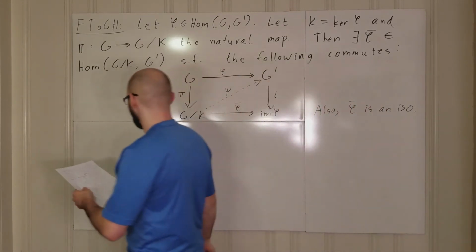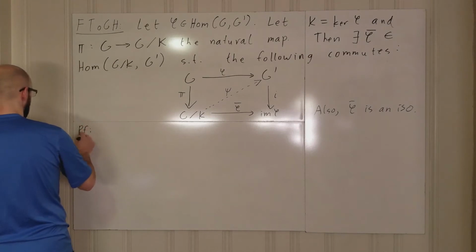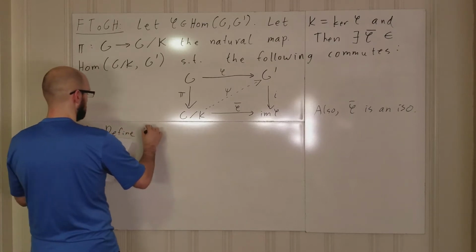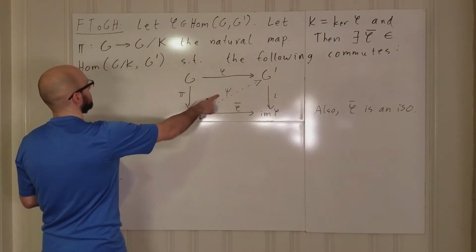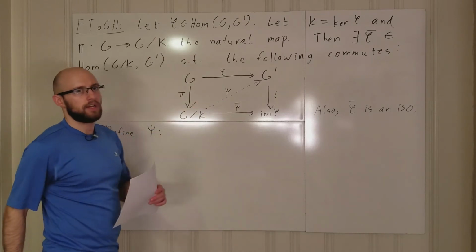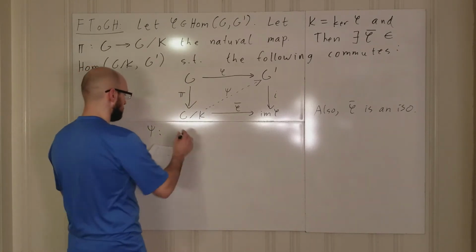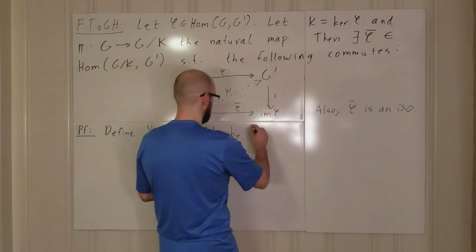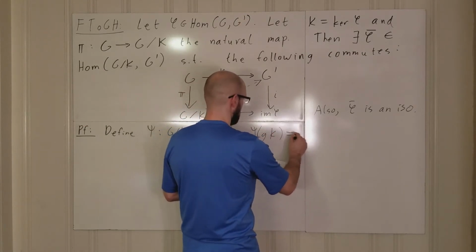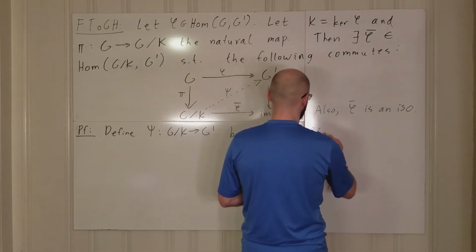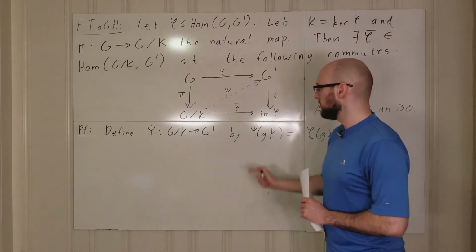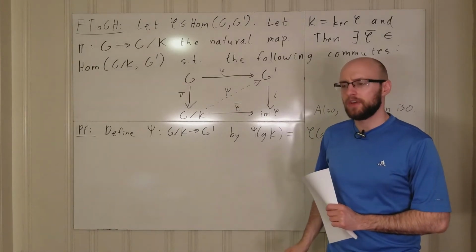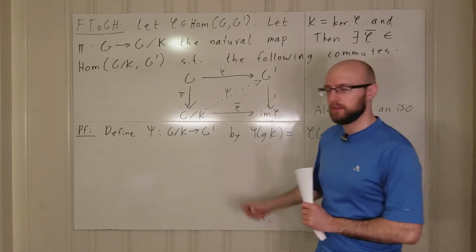I wrote prop when I should have written proof. So anyways, let's prove this. To find psi, of course this is a little confusing because I haven't written it up there. We're going to define psi from G mod K to G prime by psi of GK equals phi of G. So you plug in a coset and you get phi evaluated at a representative of this coset.